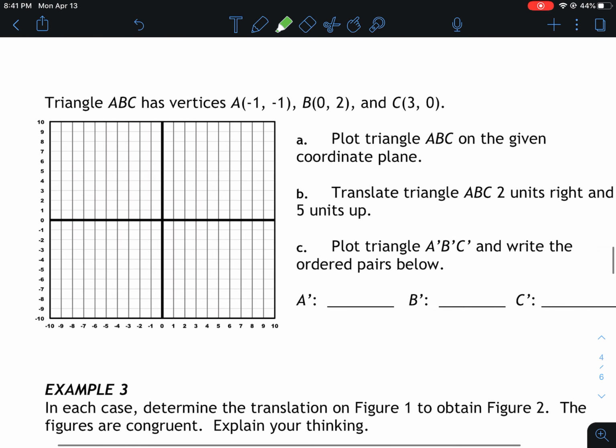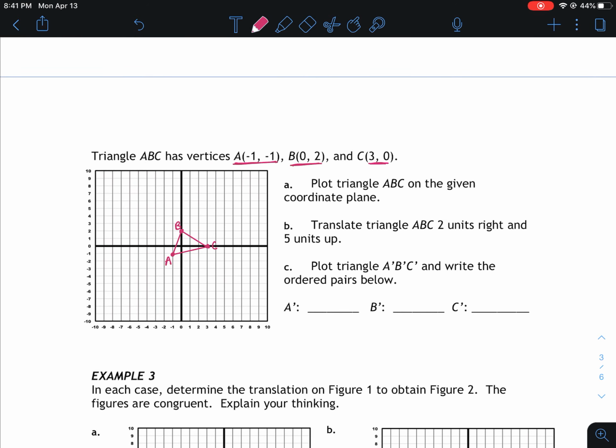So we are going to go down here and we're going to actually plot these ordered pairs. Letter A, it says, is at (-1, -1). So that means I go left 1, down 1, and this is my letter A. Letter B is at (0, 2), so 0, and then straight up 2. And then letter C is at (3, 0), so I go straight over 3, up and down nothing. And now I'm going to connect these, because it says triangle ABC has vertices of these points. Vertices are just our points, the corners where two edges meet. Okay, so we have plotted the triangle.